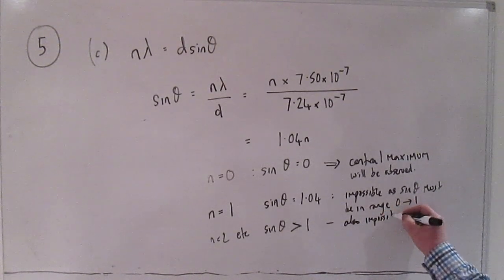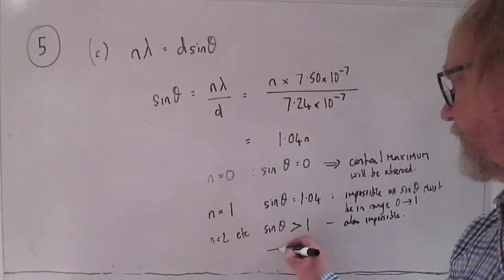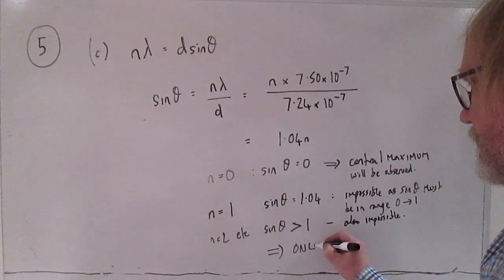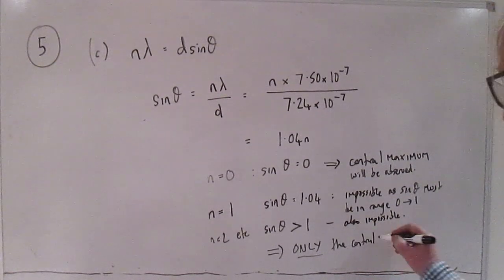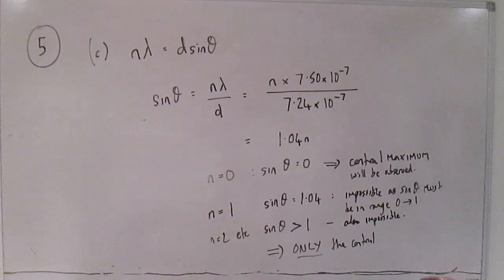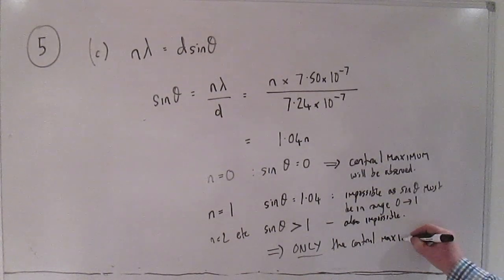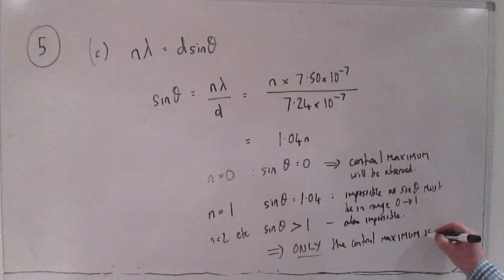So what that means is that only the central maximum, in other words the one where the angle doesn't change, just carries on along the normal, only the central maximum is observed.